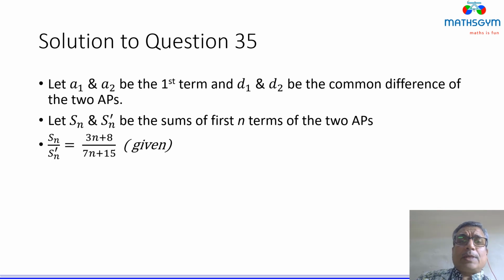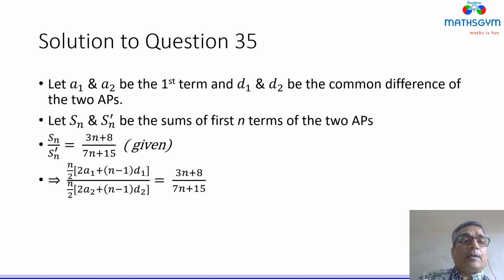So the ratio Sn upon Sn dash is given to us as 3n plus 8 upon 7n plus 15. By formula, we know that this would be n by 2 times 2a1 plus n minus 1 into d1, upon n by 2 times 2a2 plus n minus 1 times d2. And this ratio is given to us as 3n plus 8 upon 7n plus 15.